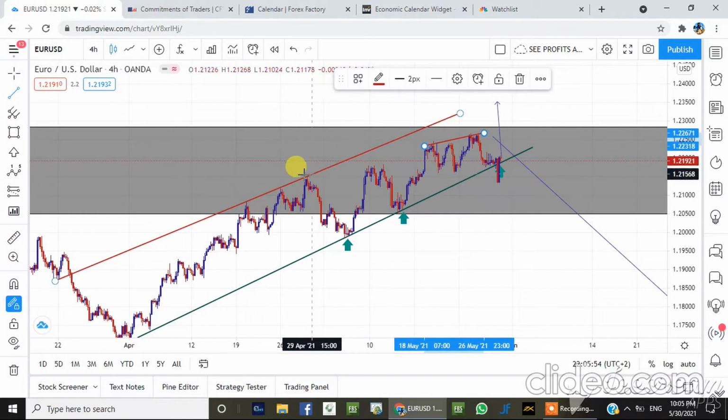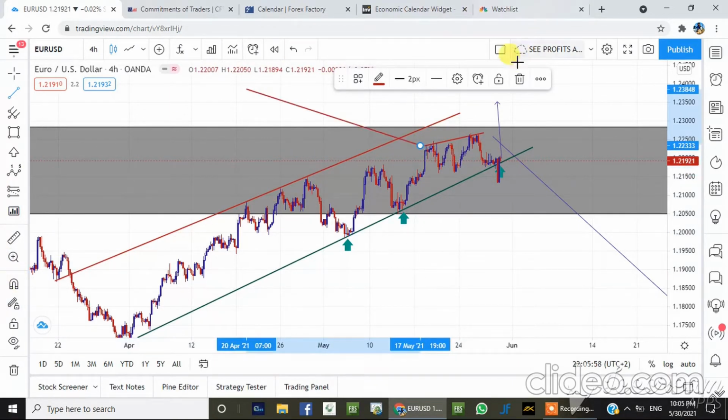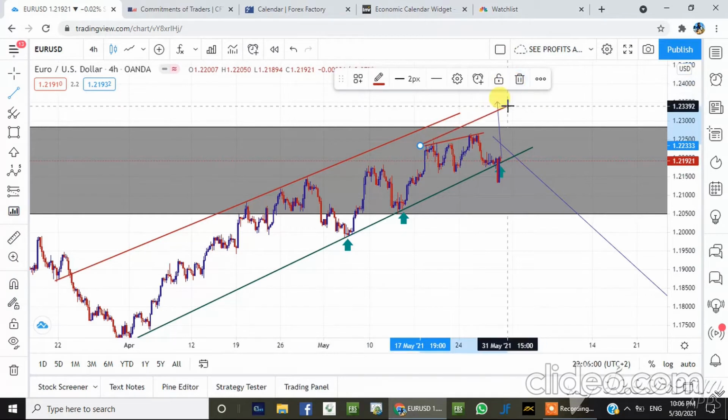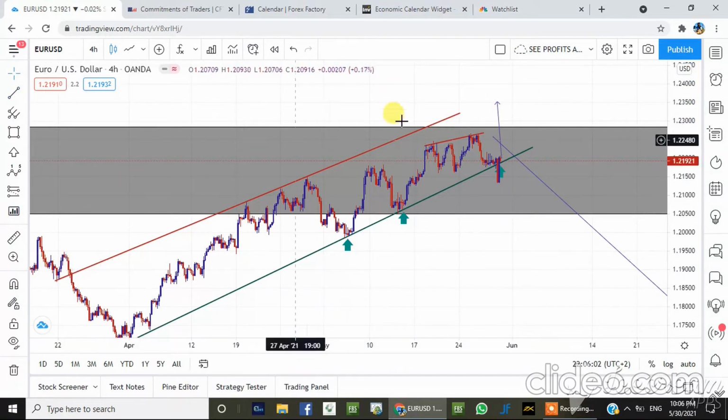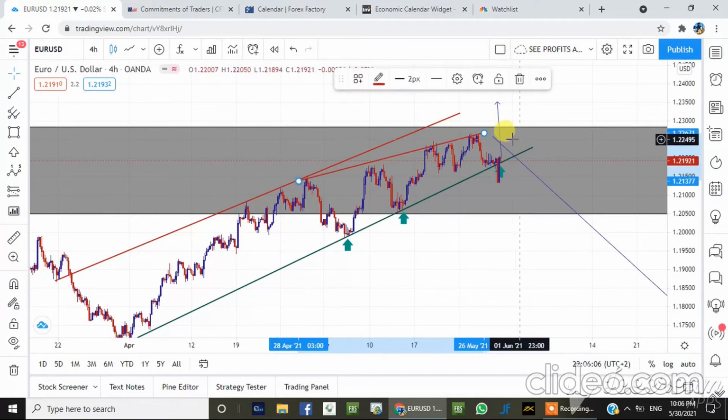meaning this is an area of value. We have something else now here. Let me remove this. I see this trend line as very powerful.